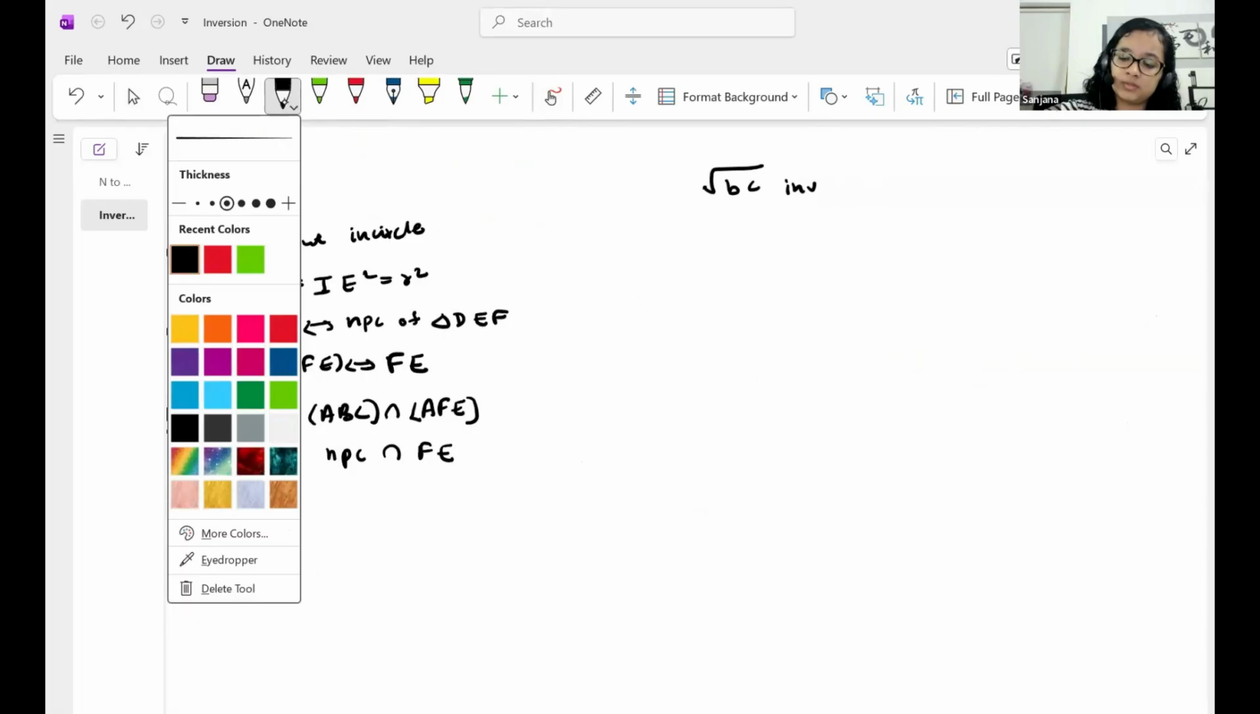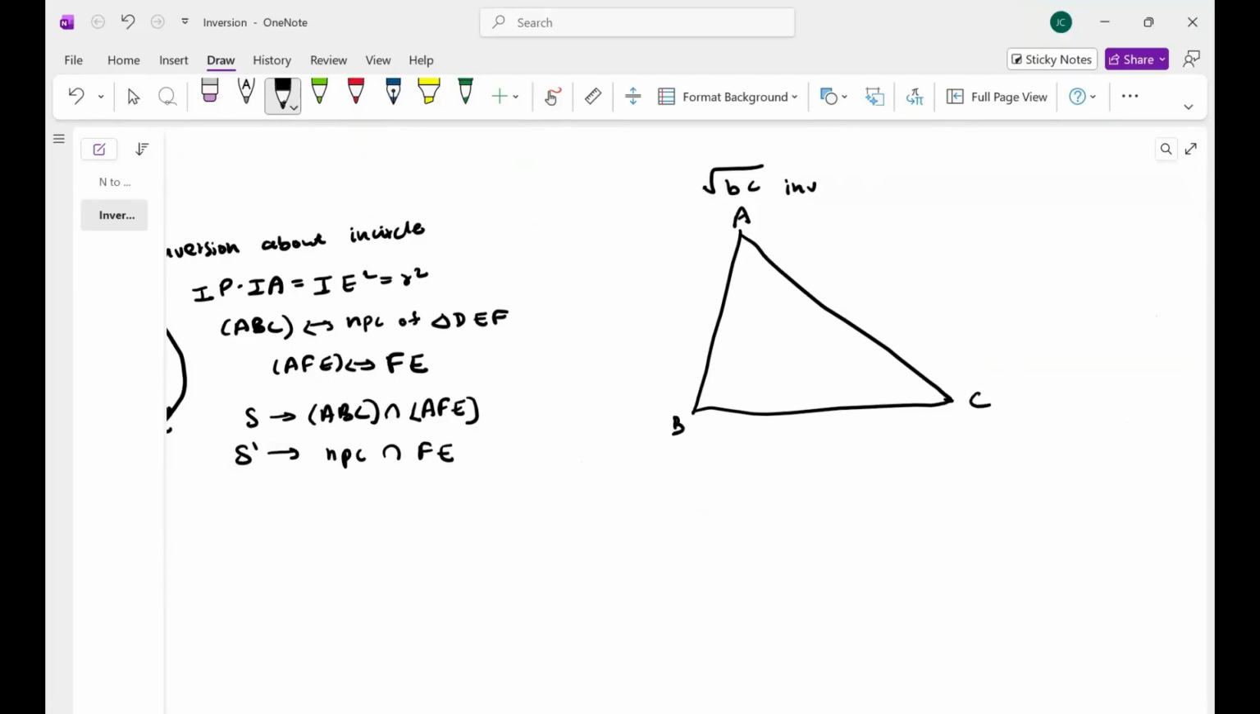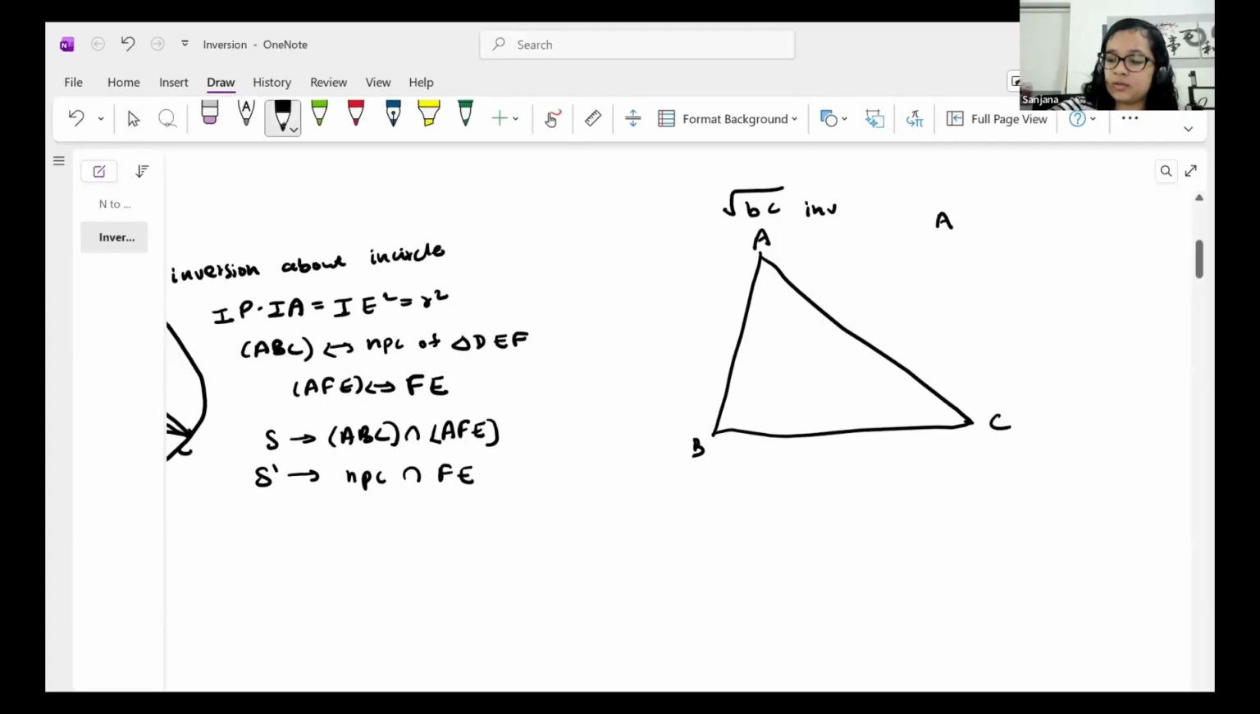So does anyone know what this is? We take the radius root AB into root AC and then reflect over the angle bisector. Yeah, perfect. So what we do is, this is inversion about A with radius root AB times root AC.